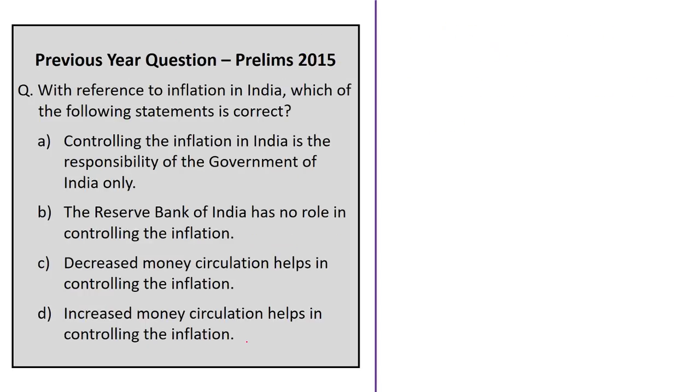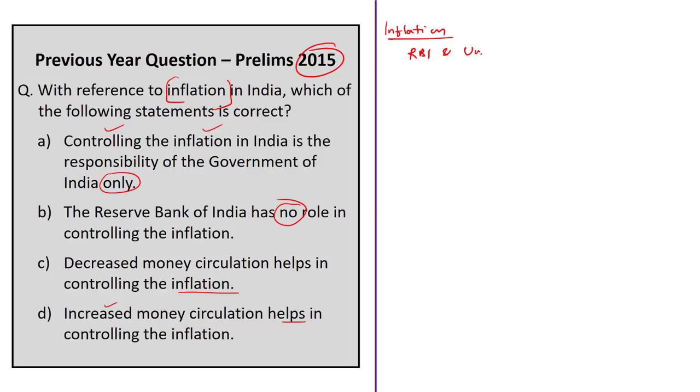Look at this question, which was asked in the 2015 UPSC prelims examination. That is, with reference to the inflation in India, which of the following statements is correct? Option A says that controlling the inflation in India is the responsibility of the government of India only. Then option B says that Reserve Bank of India has no role in controlling the inflation. Then option C says that decreased money circulation helps in controlling the inflation. Then option D says increased money circulation helps in controlling the inflation.